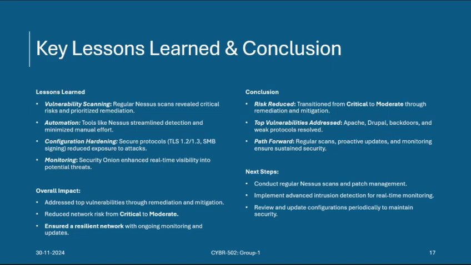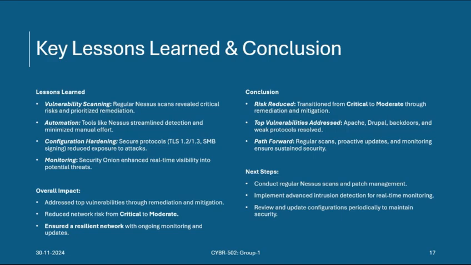The overall impact of our efforts was significant. We successfully addressed the top vulnerabilities through remediation and mitigation, reducing our network risk from critical to moderate. This has resulted in a more resilient network with ongoing monitoring and update processes in place. In conclusion, we have made substantial progress in improving our network security. We have transitioned from a critical risk state to a moderate one by addressing key vulnerabilities in Apache, Drupal, and other systems, as well as resolving issues with backdoors and weak protocols.